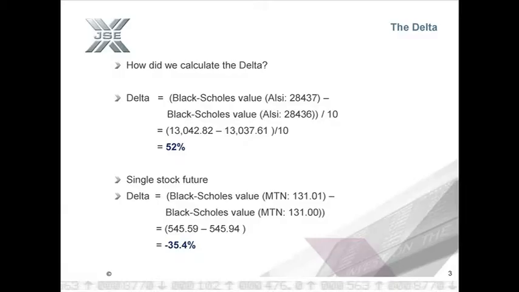So if you have a Black-Scholes options calculator, you can calculate the delta quite easily. If you, for instance, look at single stock futures, and let's look at MTN, the last example on the slide. The delta will be the Black-Scholes value when MTN is at 131 Rand and 1 cent, minus the Black-Scholes value when MTN is at 131 Rand. That is 545.59 minus 545.94. That gives you a value of minus 35.4% for a put option on MTN. So exactly the same calculation as for indices.